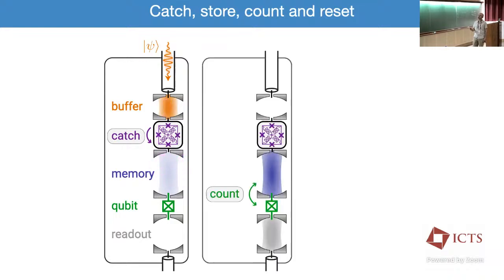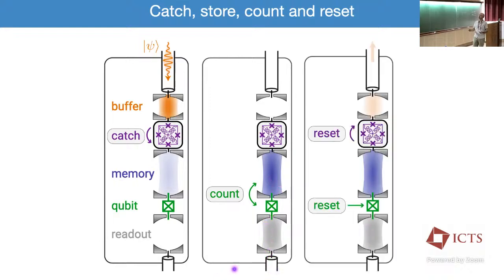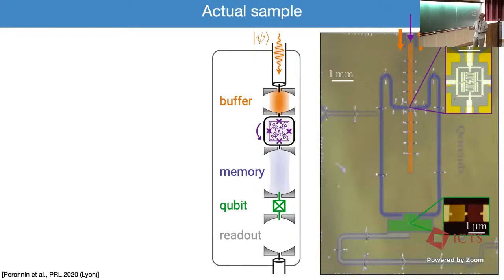So the second step is to use the qubit as a counter. We can count the number of photons in the memory in the way I'll show you. We encode the number of photons into the qubit state, and then read it out. And finally, we can reset by again converting this state back into the buffer and letting it go away, with the quantum back action having been exerted. So ideally, a photon number state is prepared.